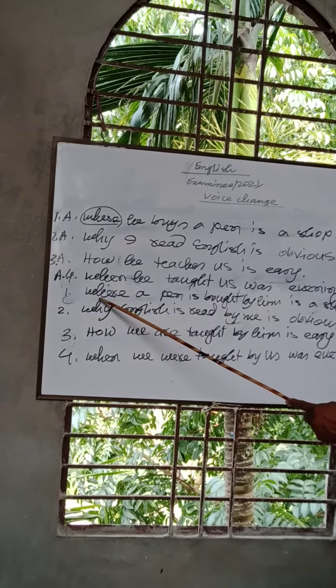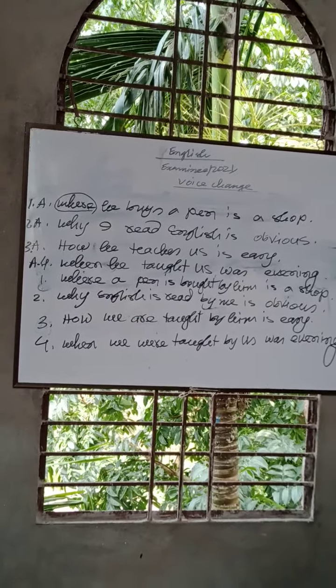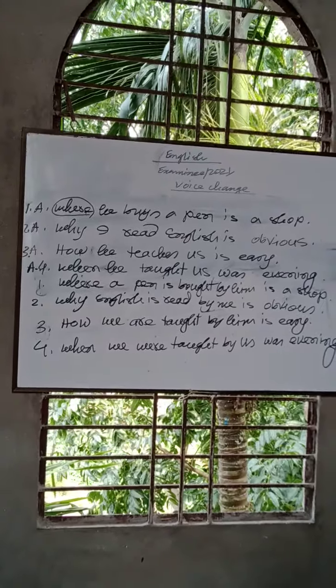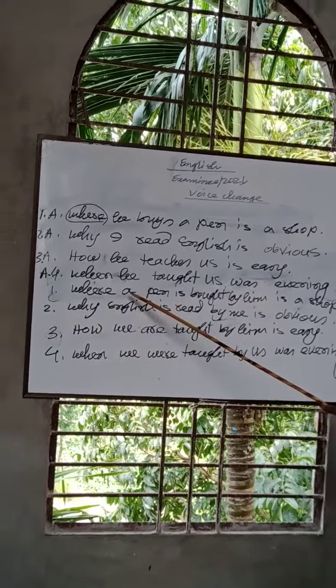Now look at the basic voices. Where, how, why, how, when: they are in the same position. They have no sense of voice; they are doing the complementary function. That's why we should not change them. They remain in the same position. Here, a pen is bought by him. We have changed the voice here, and this is the same. Why English is read by me is obvious. How we are taught by him is easy. When we were taught by him was evening. Clear?